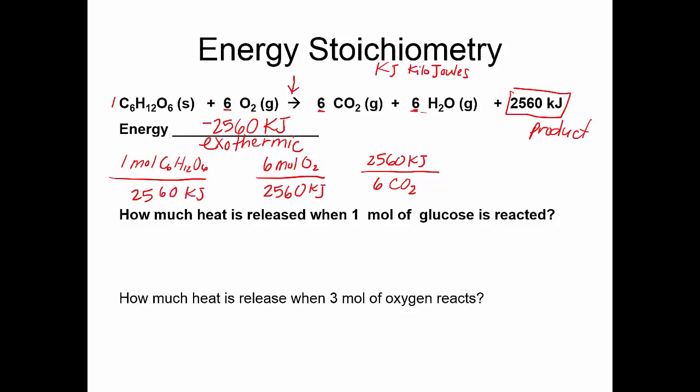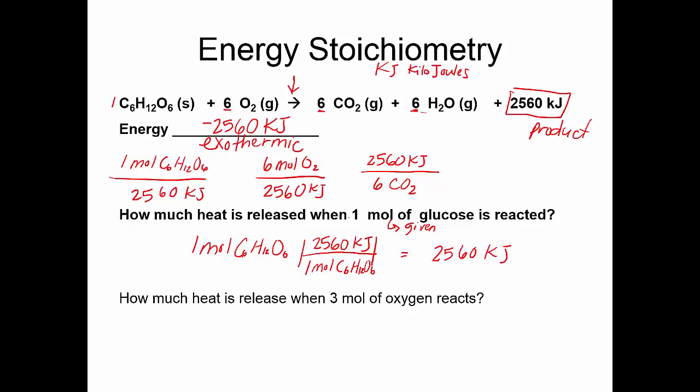So how much heat is released when 1 mole of glucose, C6H12O6, reacts? Well, for every 1 mole, this is my given. Go to your balanced equation. For every 1 mole of glucose, you get 2,560 kilojoules. Easy math, 2,560 kilojoules. Now, if this was a multiple choice, you wouldn't even have to show work. But this is how this is set up. Okay, look at the other problem.